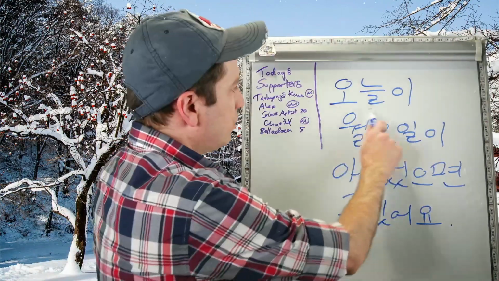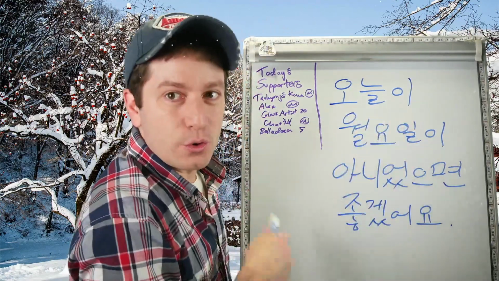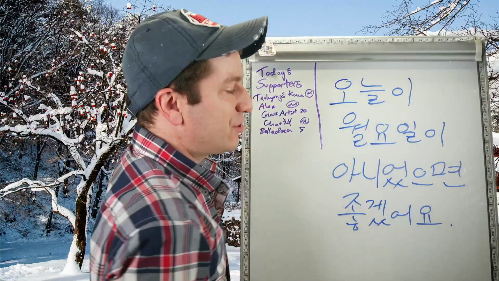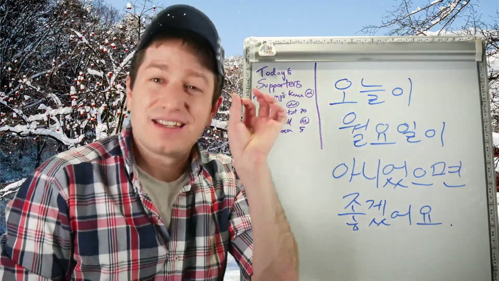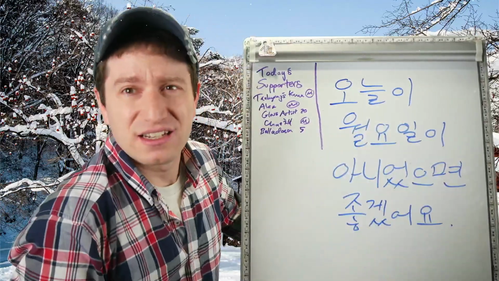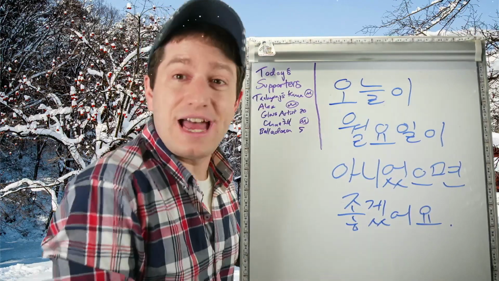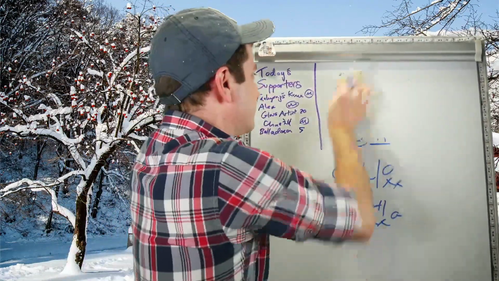stronger. 오늘이 월요일이 아니었으면 좋겠어요. 오늘, today. 오늘이 월요일이 아니었으면. If today was not Monday. So if it wasn't Monday, it would be great. I wish today weren't Monday. 오늘이 월요일이 아니었으면 좋겠어요. But it's not. Today's Sunday. So yeah, great.